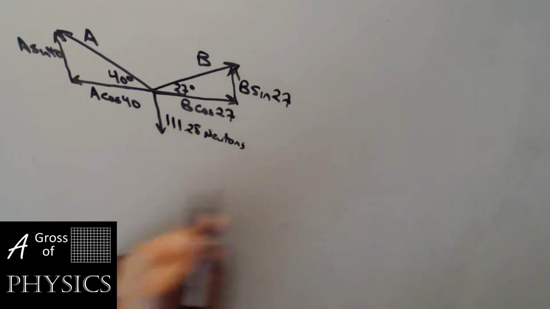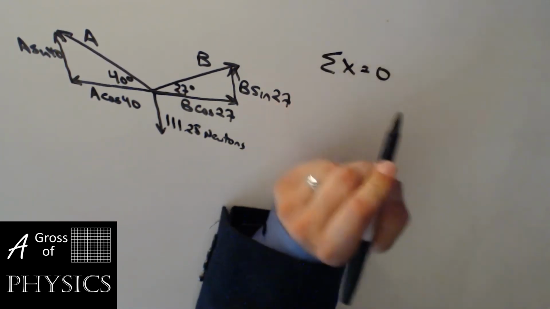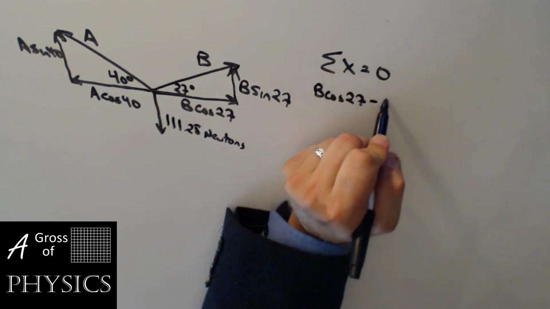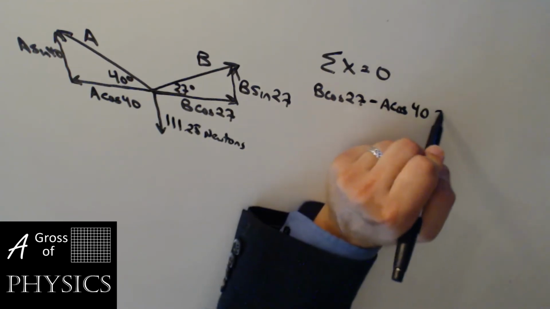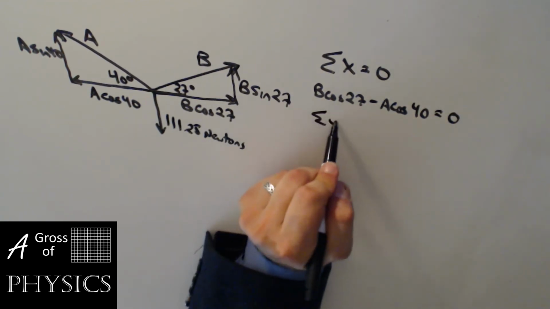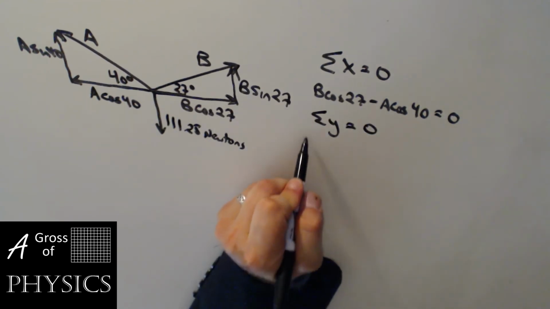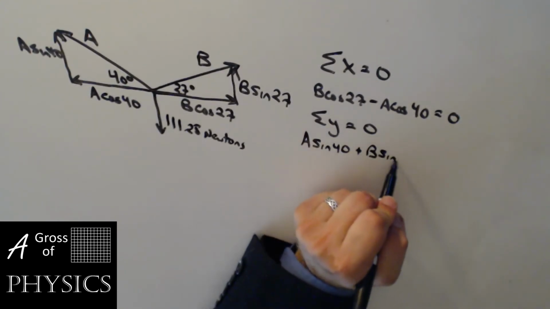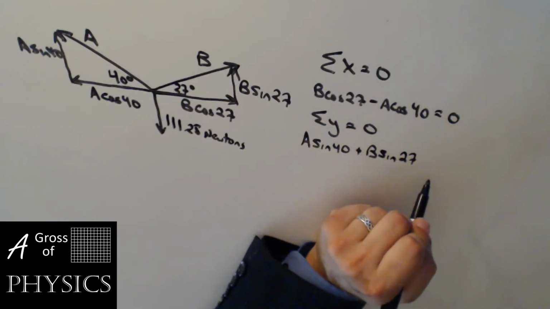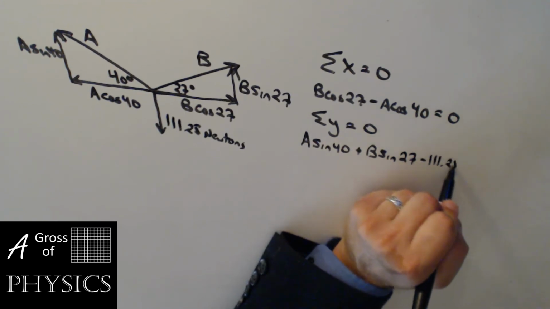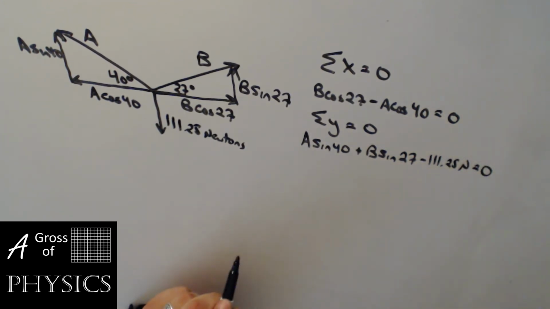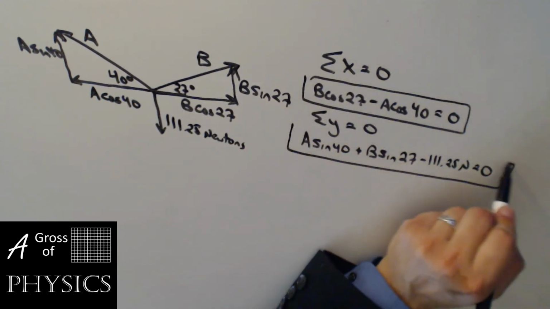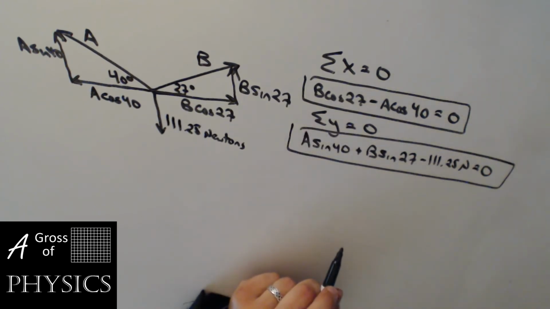Now, when we set this up, we want to sum up the x's and set it equal to 0. So it'll be B cos 27 minus A cos 40 equals 0. And we'll sum up the y's and set it equal to 0. So it'll be A sine 40 plus B sine 27 minus 111.25 newtons equals 0. And what we have are two equations, and we have two unknowns.